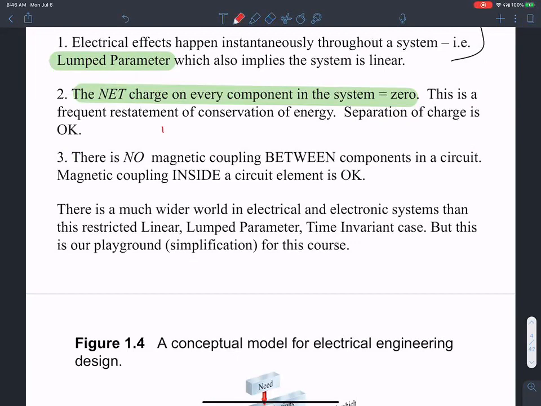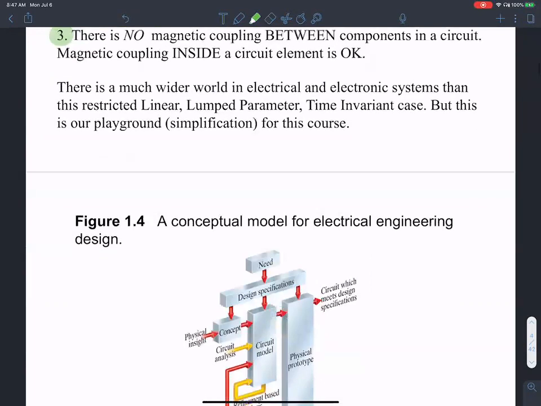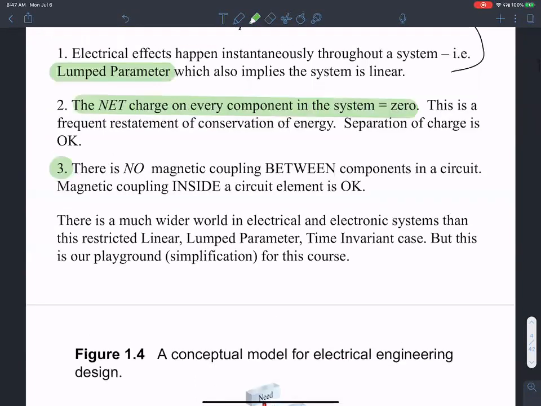Based on this, we make KCL and KVL, Kirchhoff's current law and Kirchhoff's voltage law. We're going to examine those shortly. The other assumption that we make is that there is no magnetic coupling between components in the circuit. Magnetic coupling inside circuit elements is okay, but when it comes to external components, there is no magnetic coupling.